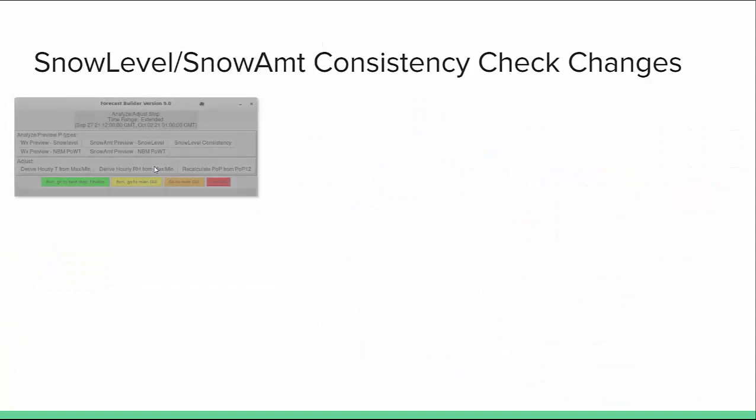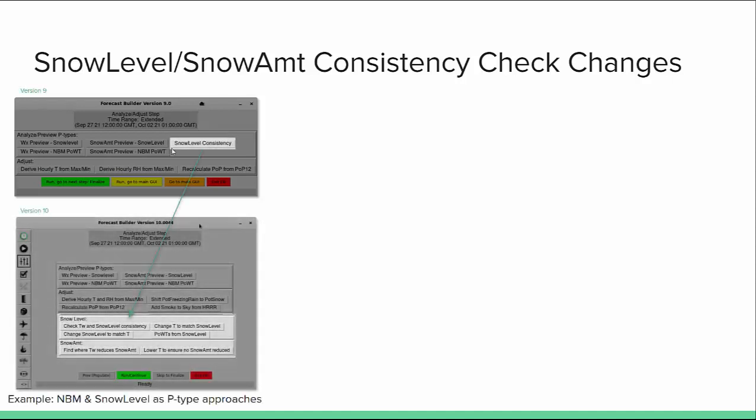So let's talk about these consistency check changes. So in ForecastBuilder version 9, we had this snow level consistency button. Well, here in version 10, you see a whole bunch more different items here to choose from for buttons. And I do want to preface that this example shown here for both version 9 and version 10 is when NBM and snow level are your precipitation type approaches.